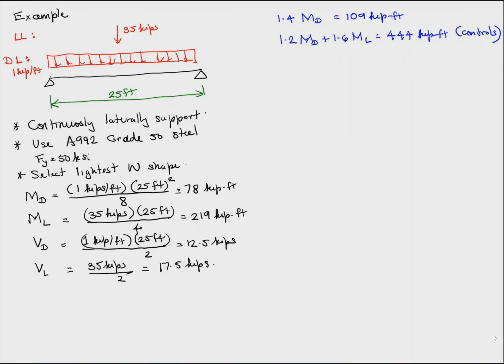Let's do the same thing for shear force. 1.4 times shear force due to dead load is 17.5 kips. 1.2 times shear force due to dead load plus 1.6 times shear force due to live load works out to be 43 kips. And this controls.